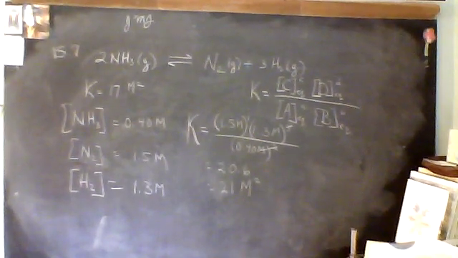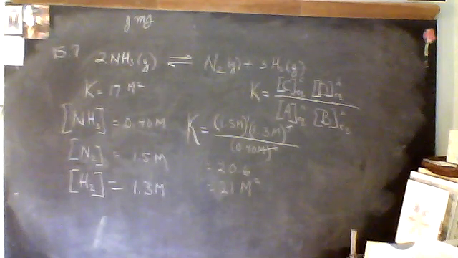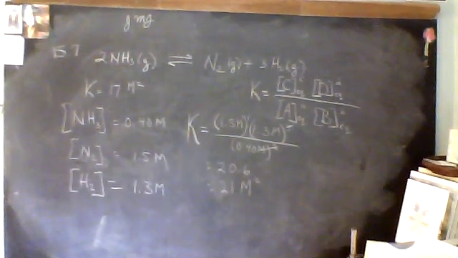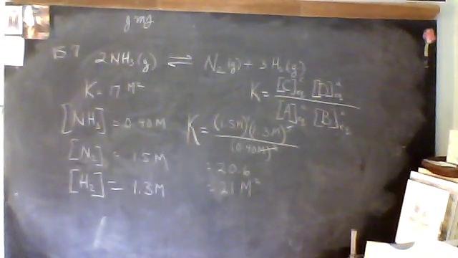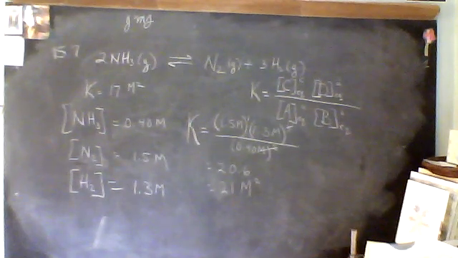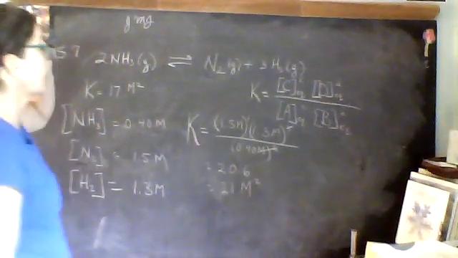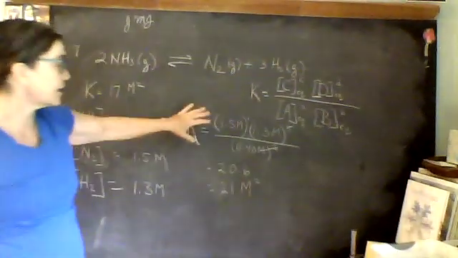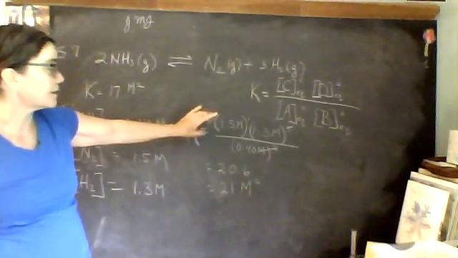Nope. So here the K is higher, right, than the actual K. Yep. So in order to reach equilibrium, we have to change the concentrations so that the value of the equation will decrease. Looking at the way this math is set up, how can you make the value decrease?